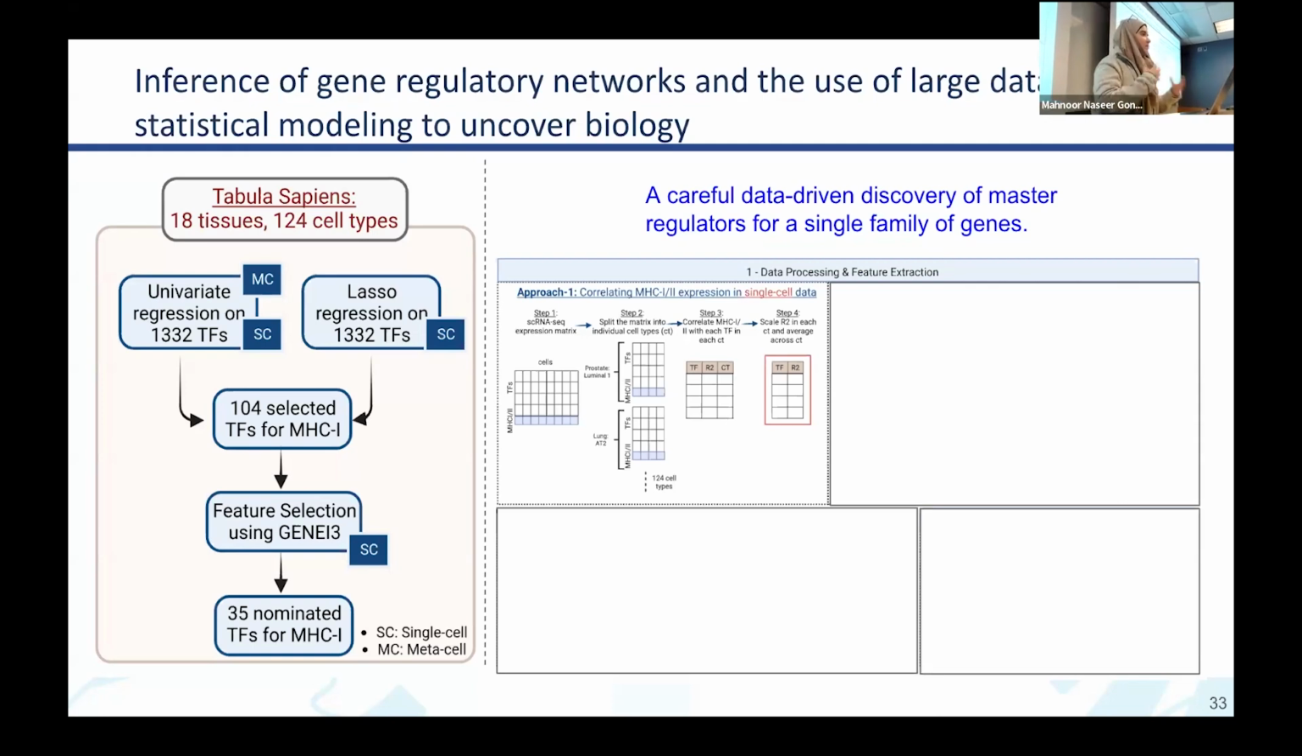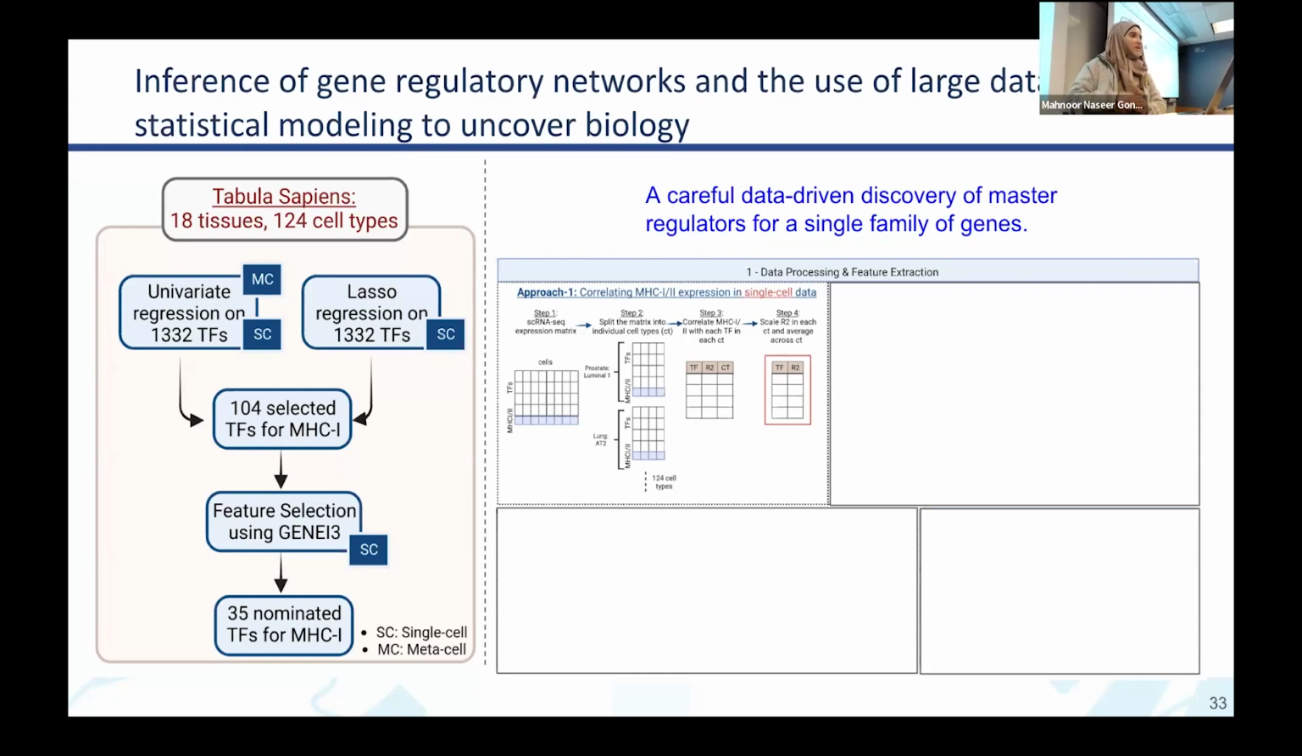So you're basically running a specific Spearman correlation in each individual cell type separately to understand the best regulators for MHC class 1. Once you have this matrix, you can scale your correlation coefficient in each cell type and then take the average across the cell types.